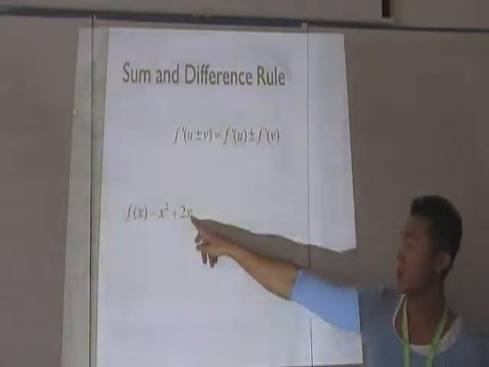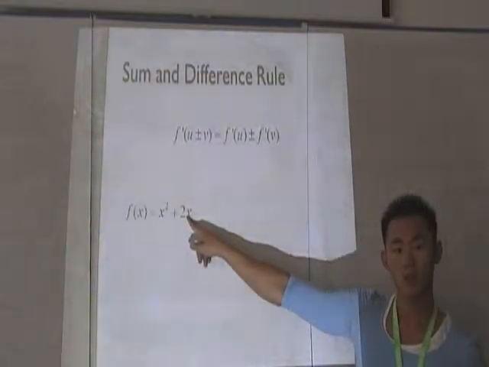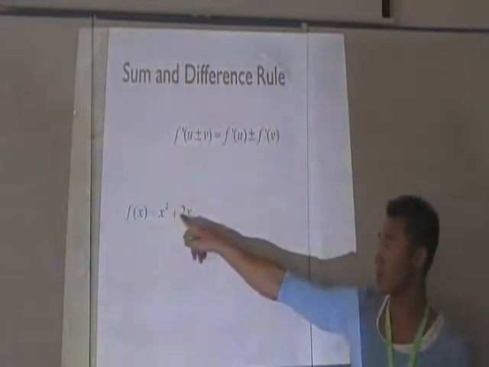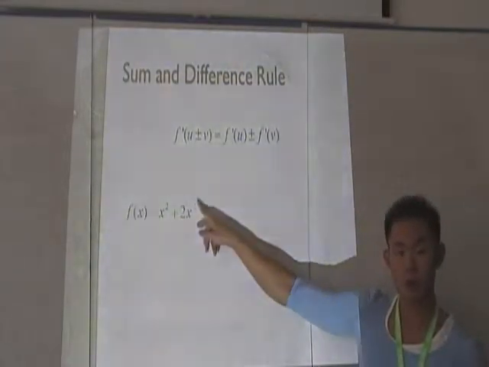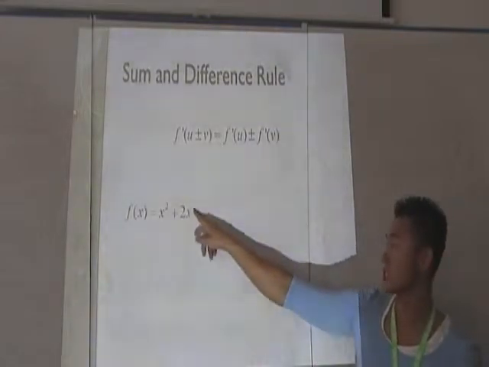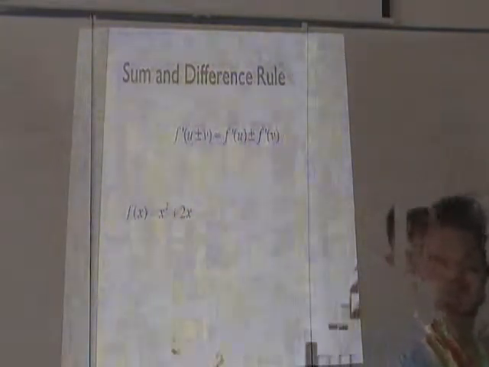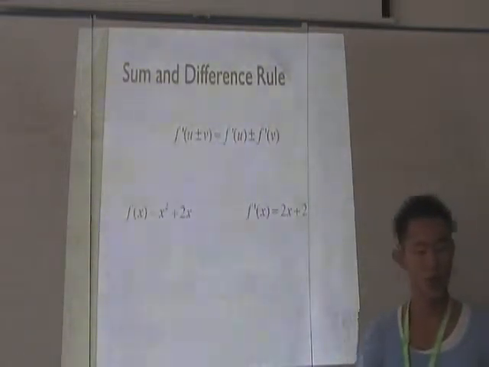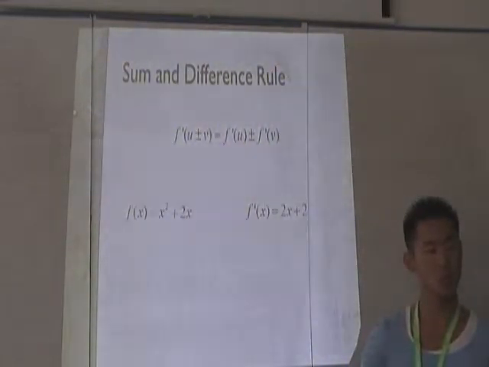What's the derivative of 2x though? 1. No, 2. What's the power up here? 1. You bring it down, so 2 times 1 is still 2. What's the power left now? 0. X to the power of 0 is 1, so you get 2. So the derivative of x squared plus 2x is 2x plus 2.